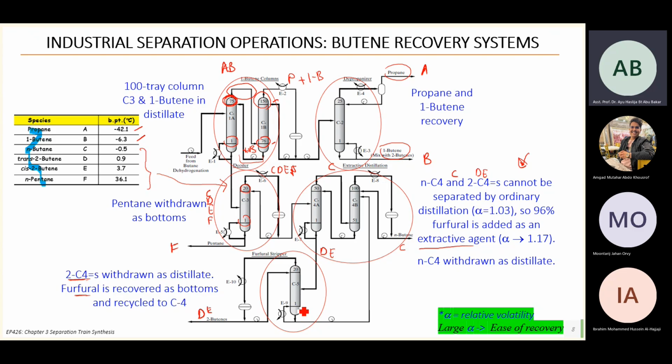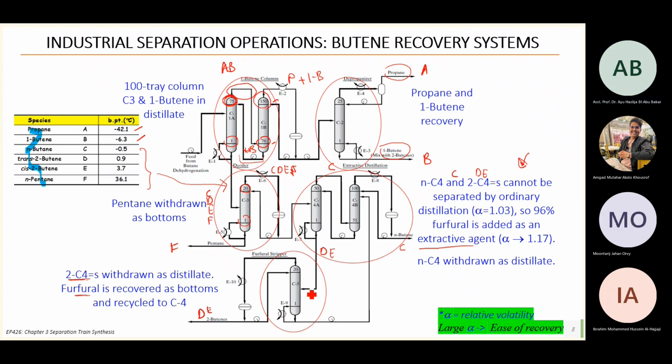Which part? The purpose is where you separate the butenes from furfural. You mean this one? Yeah, because they say we add furfural, right? So for me, right now we want to separate the butenes and furfural. That's why we have the column so that they are separated. So that's to separate the butene from the furfural.